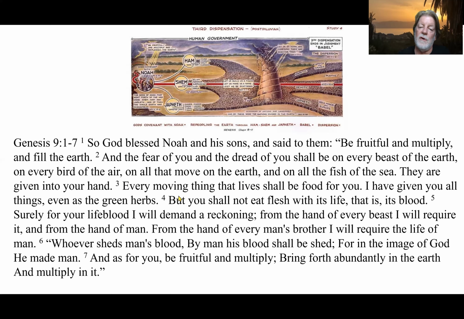This term, everything that lives, seems to not distinguish between clean animals and unclean animals. And maybe by trial and error, and maybe as a result of prayer, human beings will learn what animals they want to eat and what animals they don't want to eat.